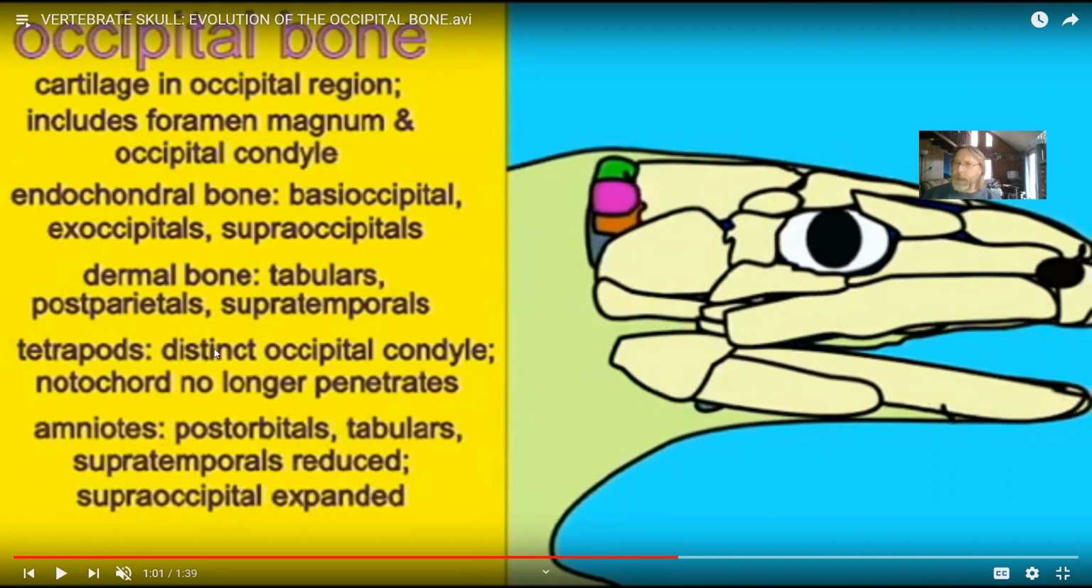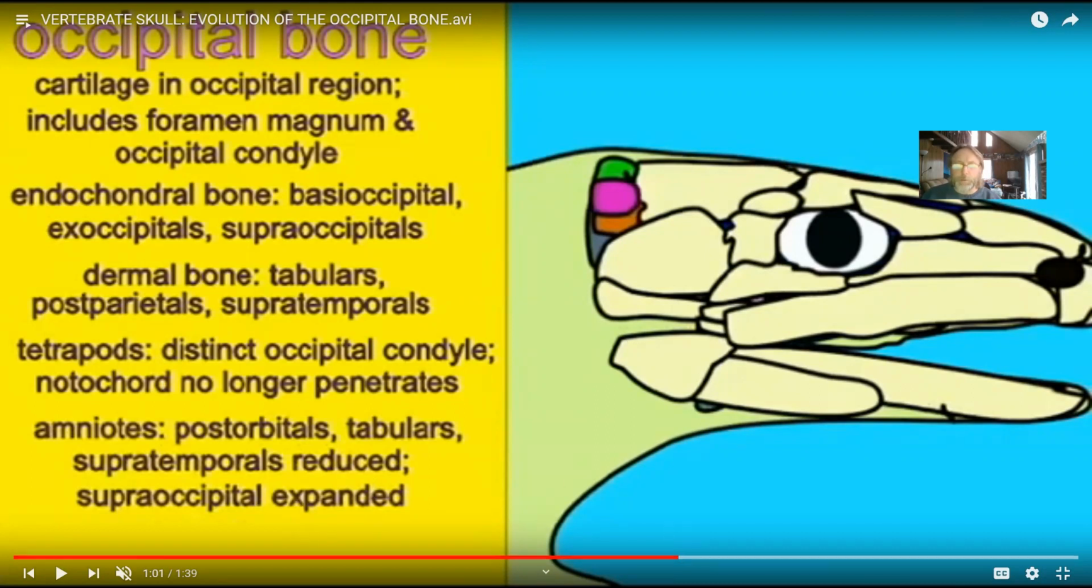And as we get to the vertebrates on land, there was a bump on the occipital bone known as the occipital condyle, where the skull met the vertebral column. Also, the notochord, which in fish and even in some of the earliest amphibians could actually penetrate the skull, no longer did. So the notochord was now kept outside the skull.